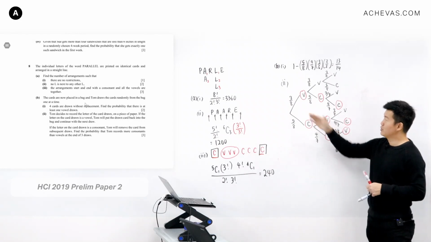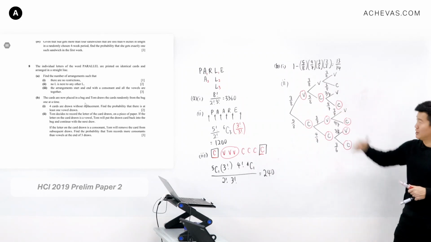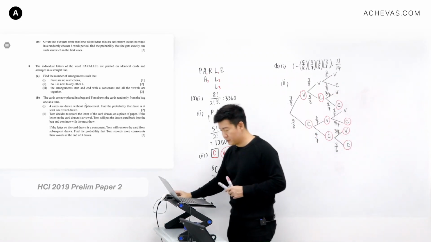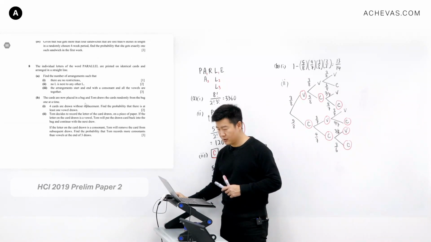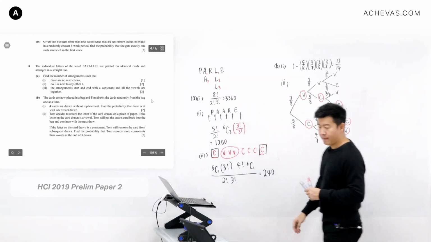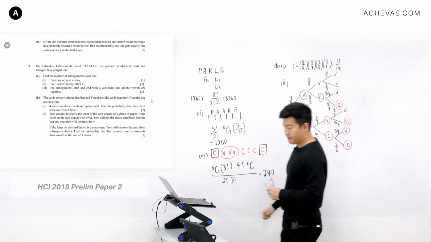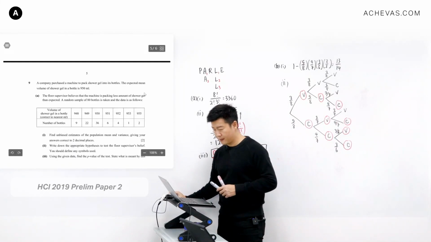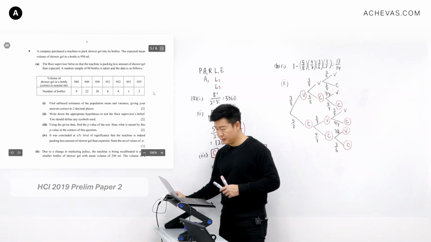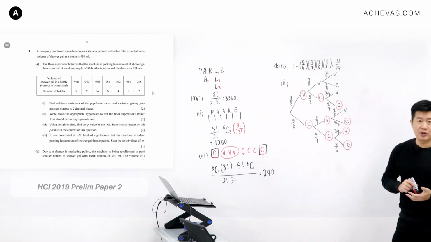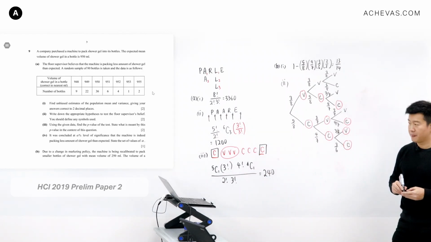Okay, this is very simple. You can go and try to do the multiplication and addition yourself. Any question? Next, question number 9. Any question?